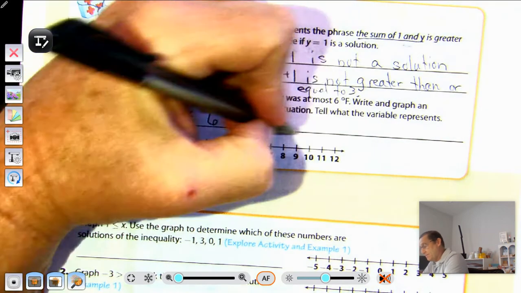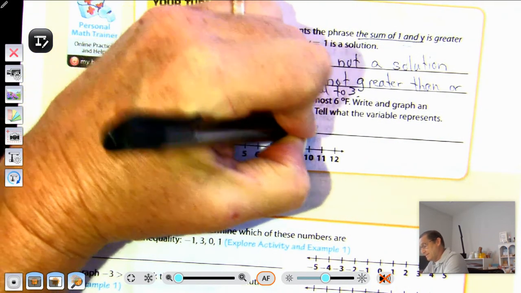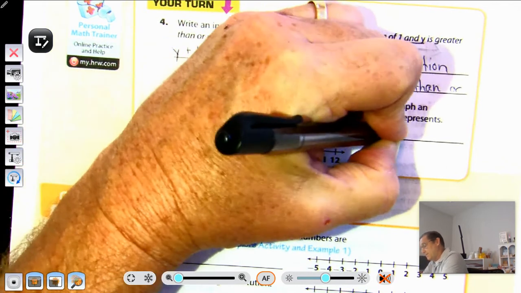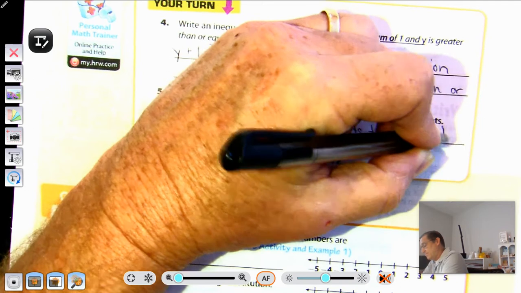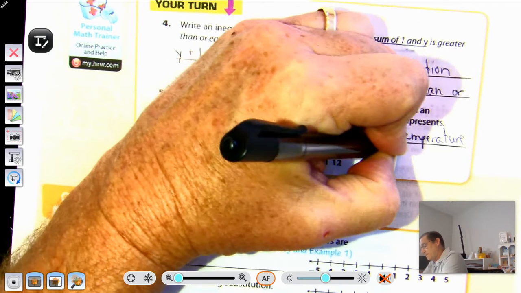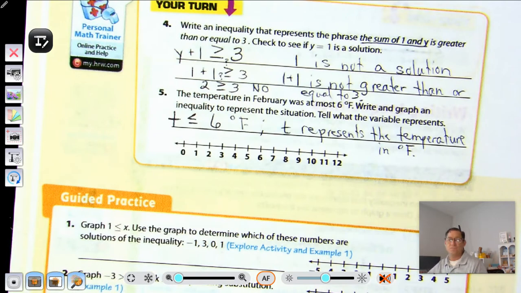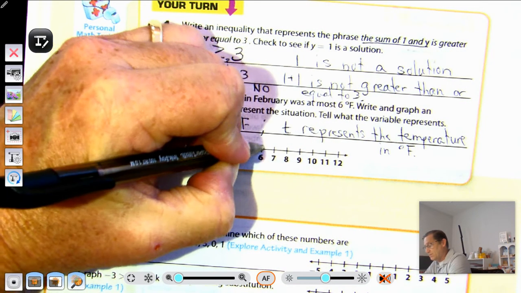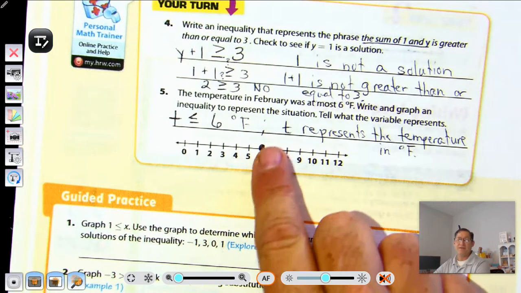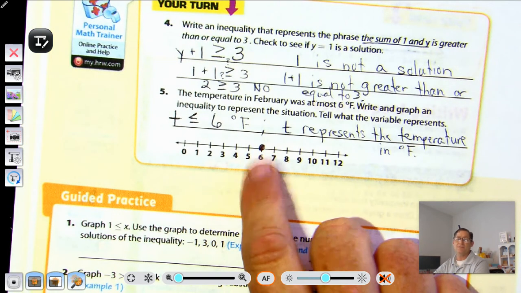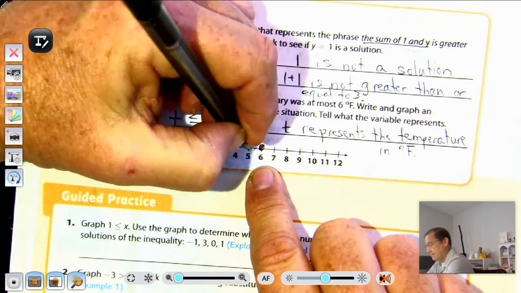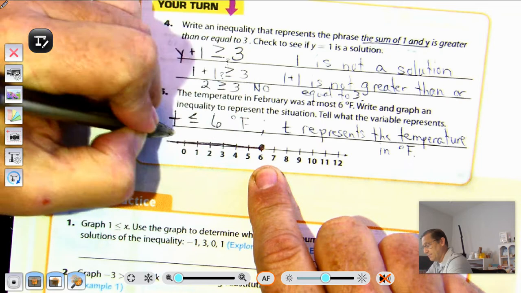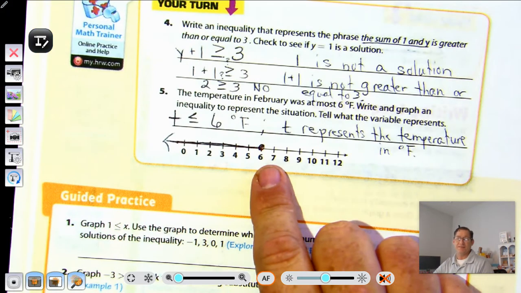So what does the T represent? T represents the temperature in degrees Fahrenheit. So let's find 6 on our number line. And we're going to have a solid circle because 6 can be included. It says at most 6. So 6 can be included. And we're going to have everything else go to the left because it can't be bigger than 6.